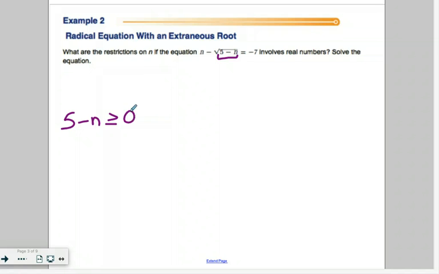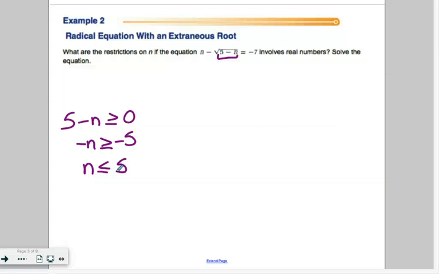So we're trying to get n by itself here. So we can bring the 5 over by subtracting it. We're left with negative n is greater than or equal to negative 5. Now we have to divide by negative 1 to isolate n. But remember, when you divide by a negative in an inequality, it switches the sign of your inequality. So what we have here is that n is in fact less than or equal to 5. So whatever value we solve for n, it needs to be smaller than 5 in order for it to work.